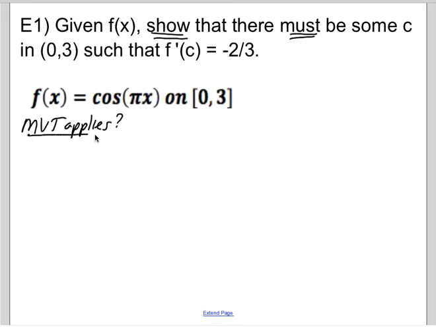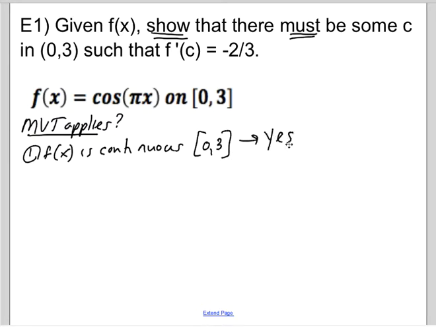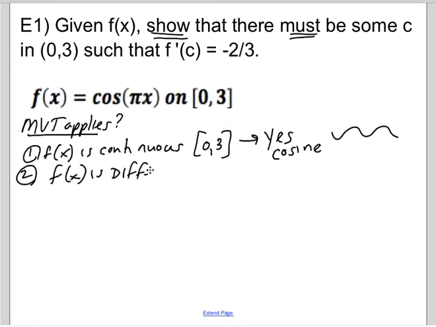So in order to show that the MVT applies, the first thing I need to show is that f of x is continuous, right? So f of x is continuous on this closed window from 0 to 3. And the answer is yes, because this is a cosine. So it's a graph that looks like this. There's nothing weird about it. It's going to go on forever. The second thing I need to show is that f of x is differentiable. Remember that if you're actually on the AP, you can't be lazy about writing out the word, right? It's differentiable on the open window from 0 to 3 for the same reason. You can picture what this graph looks like.